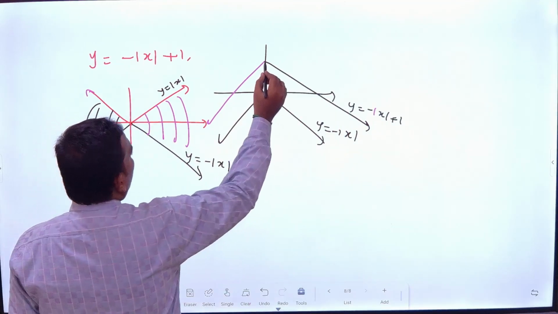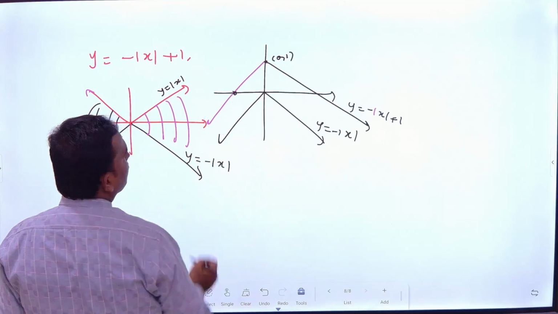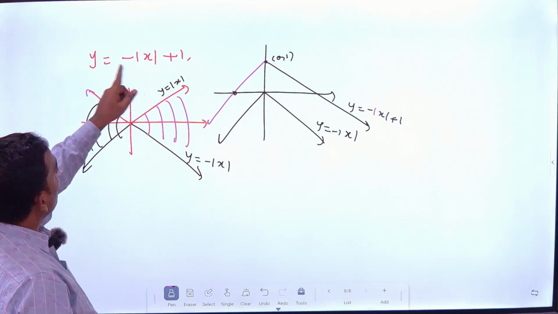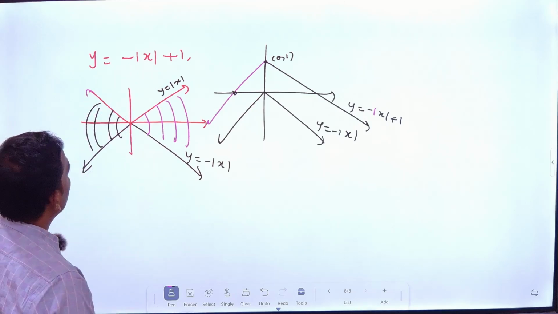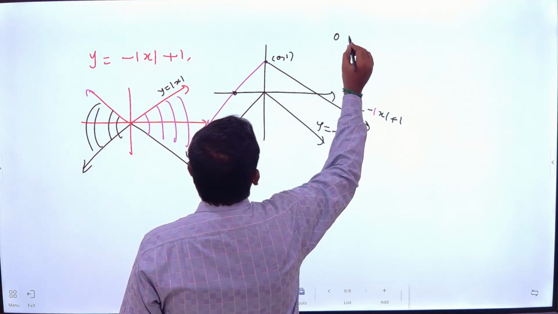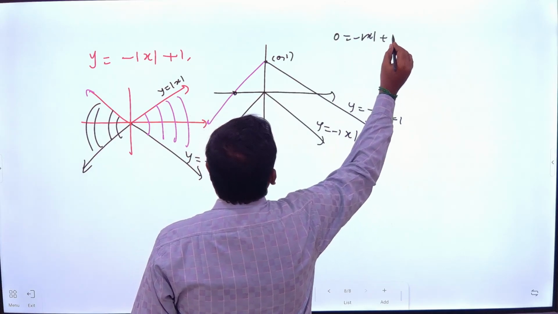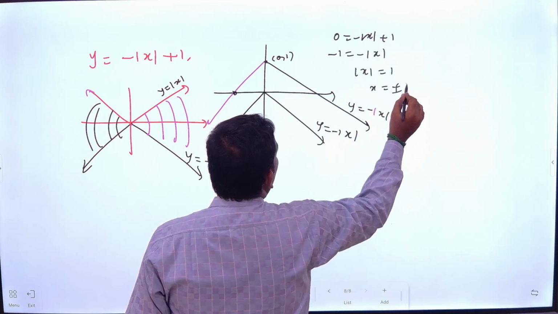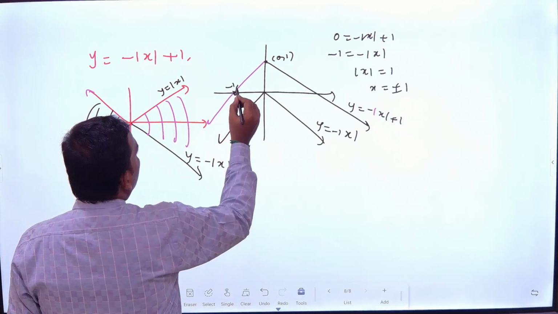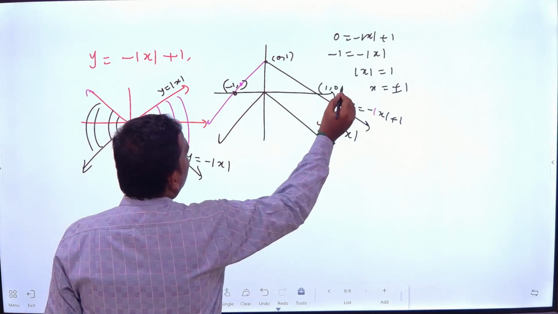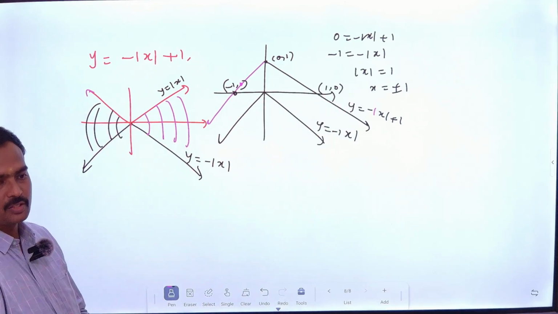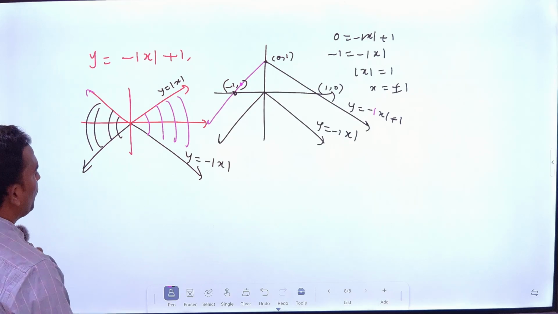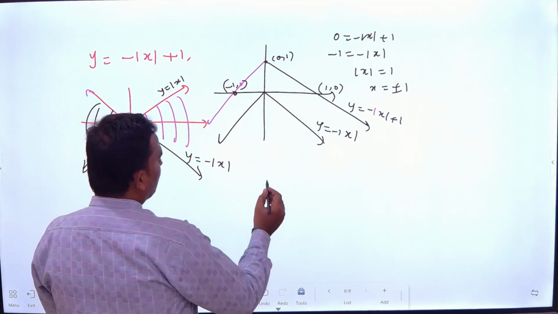So this point will be 0 comma 1. What are these other points? How to check it? If the graph is crossing the x-axis, you can put y as 0. Put y 0: 0 is equal to minus mod x plus 1. That means mod x equals 1, so x equals plus or minus 1. So this point will be minus 1 comma 0 and this will be 1 comma 0. Right? Understood?